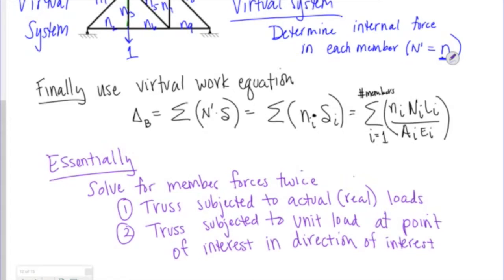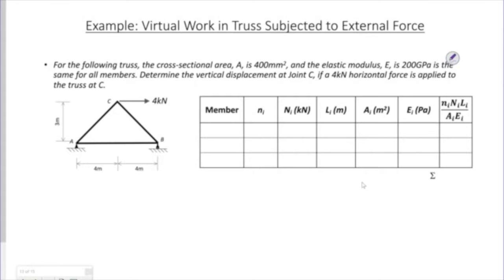So you basically solve your truss twice. Once for real and once with a virtual load. So let's do an example. All of that theory kind of boils down to something that's more about bookkeeping, as trusses tend to be, than anything else.